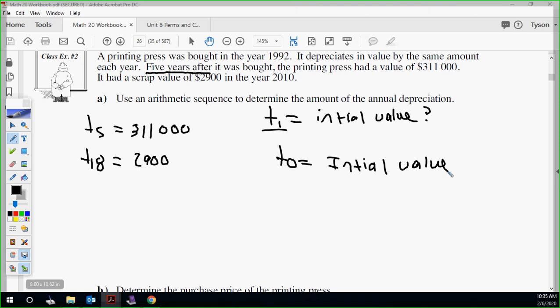Okay, so what's the strategy we can use? If it's an arithmetic sequence, what's the strategy we can use to figure out D? Okay, you could do that. I'm going to do the slope, though, if that's okay, Jonas. I'm going to go 311,000 minus 2,900 over 5 minus 18. Remember, y minus y over x minus x.